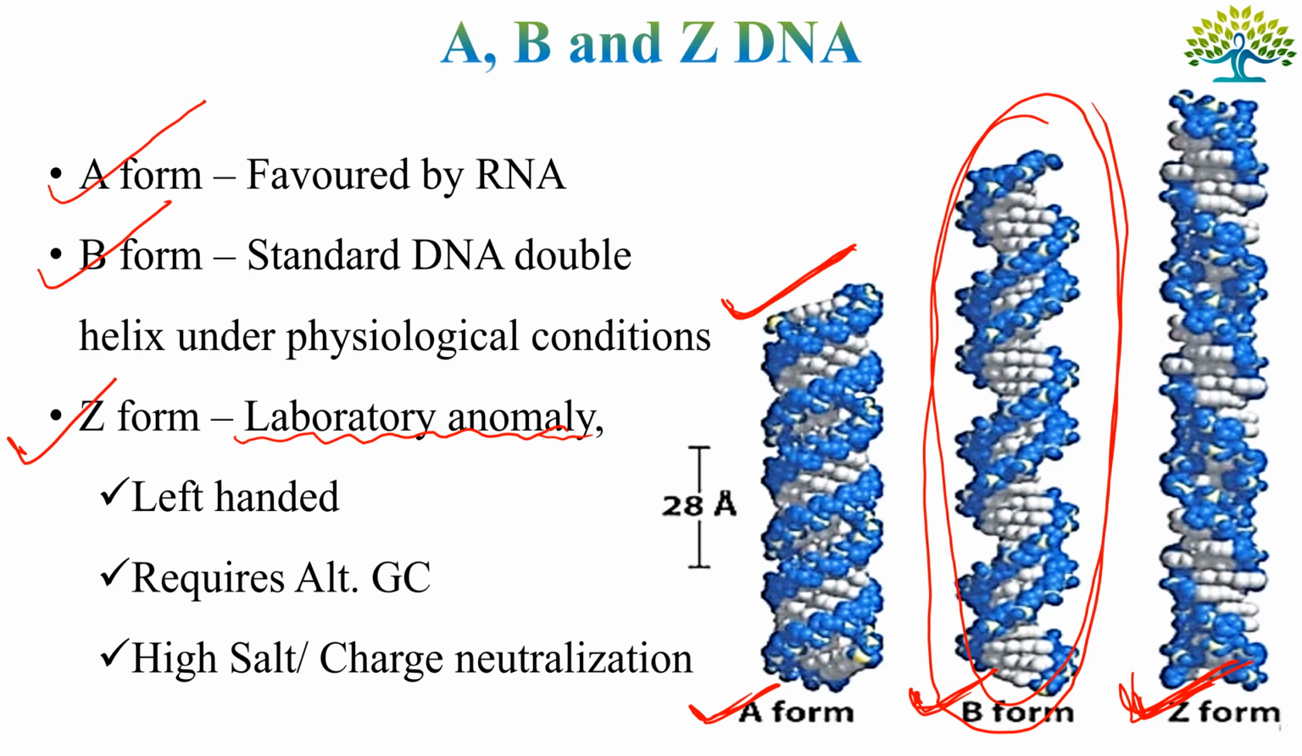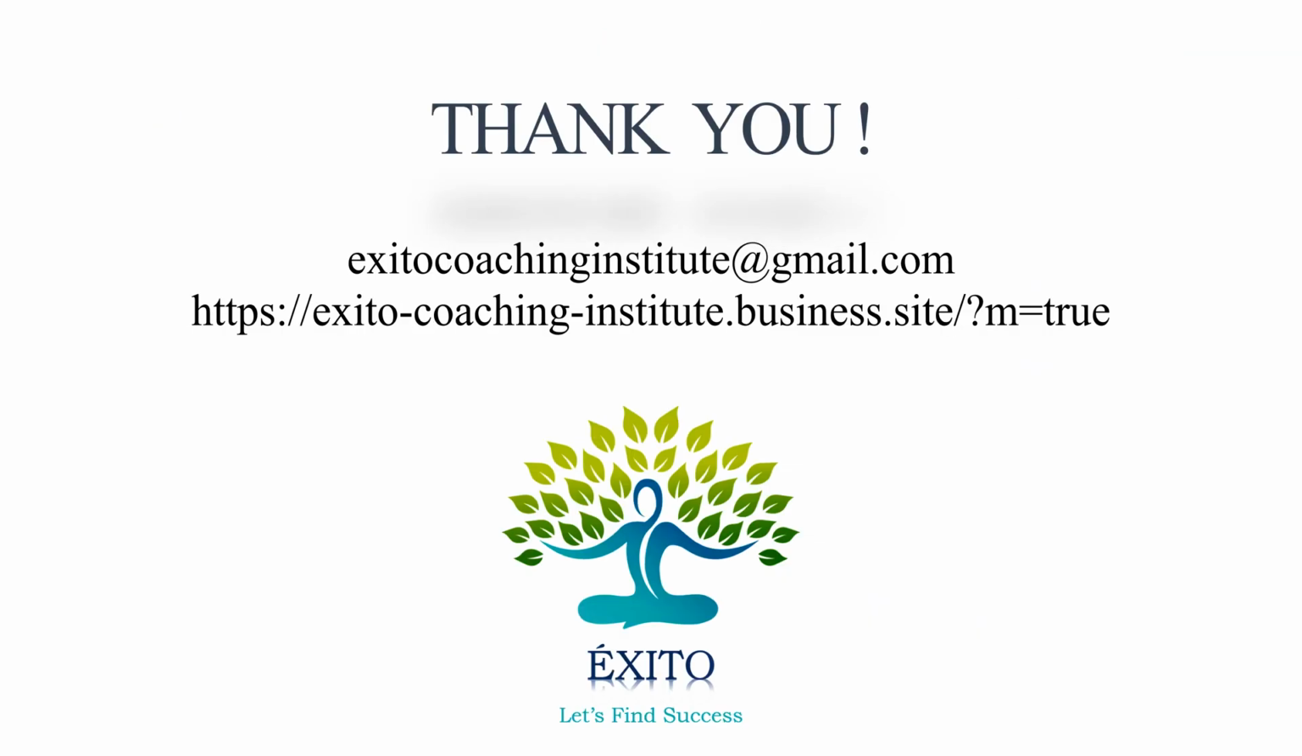Okay, so I hope this is clear for all of you. Now the A, B, and Z forms of DNA are clear for all of us. Thank you for listening to today's session. It was a very short session, so if you remember all the features clearly and understand them, it will be easy for you to practice and solve questions.